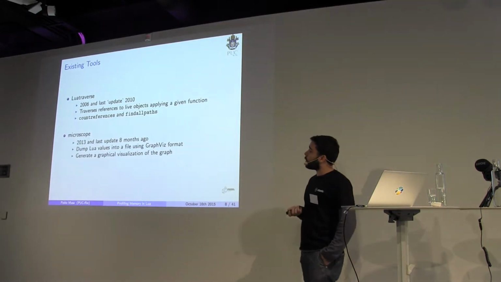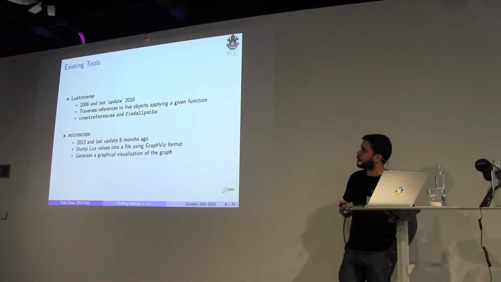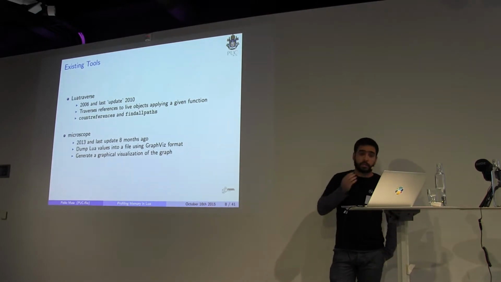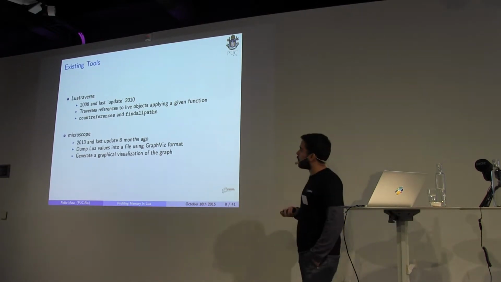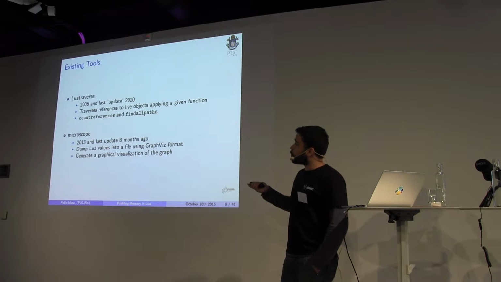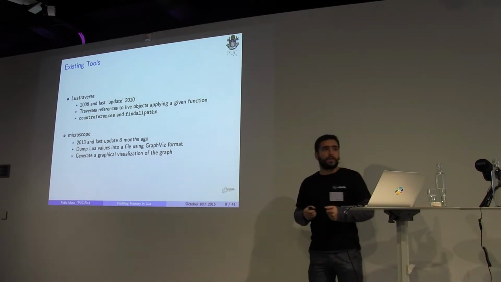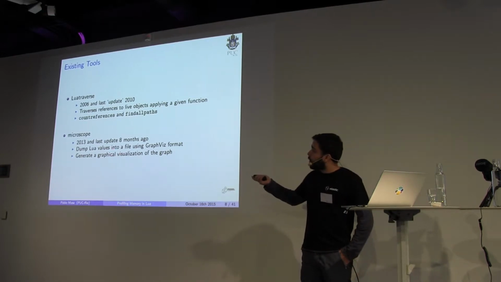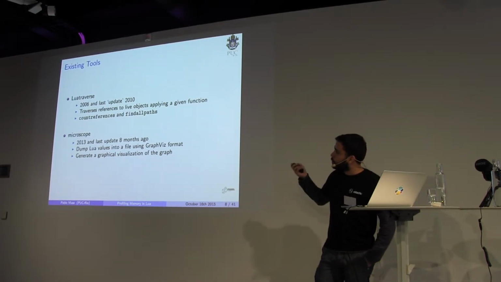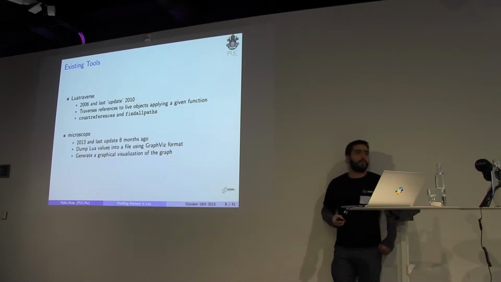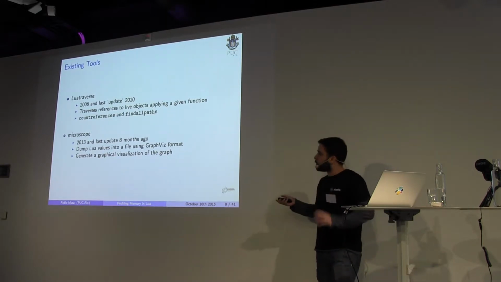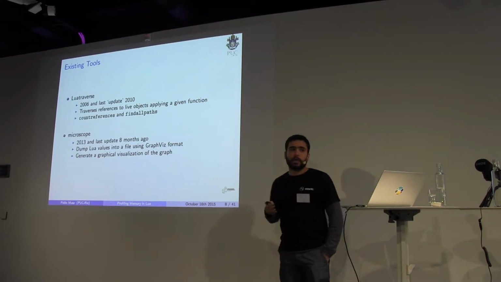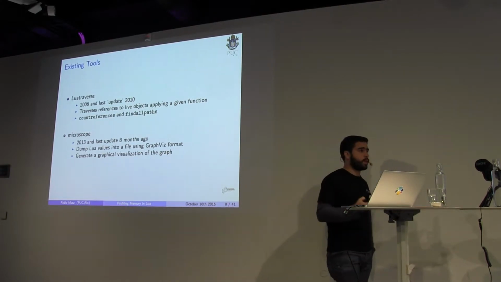And there's also Microscope, which was released in 2013, and the last update was 8 months ago, so it seems like an active project. What it does is you call a function, you pass a Lua object, and it dumps the Lua values of this object into a file using the GraphViz format. So it's going to write an entire table, and then you can generate a graphical visualization of the graph if it's a complex object.